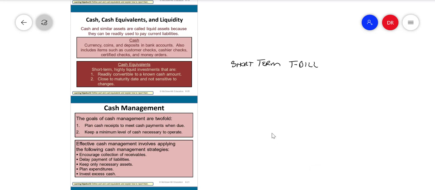So especially when we're talking about cash equivalents, we do not want to get involved in long-term investment strategies. This is just a place to park excess cash so that we can earn a little bit of interest on it.